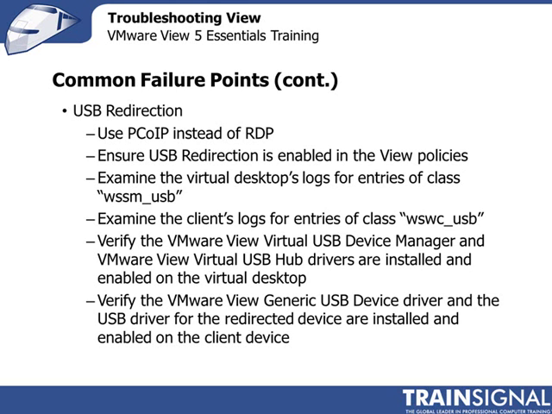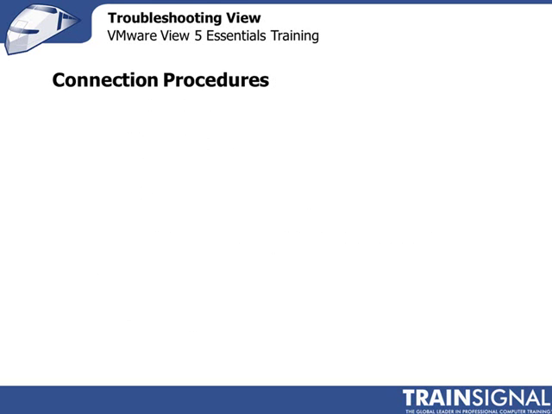You also want to check the client device, if it's a Windows machine, to make sure that the VMware View generic USB device driver and the USB driver for that specific device are both installed and enabled. These are critical to being able to redirect across the PC over IP connection. As with any IT asset, troubleshooting is based on experience with the product and understanding how it works.